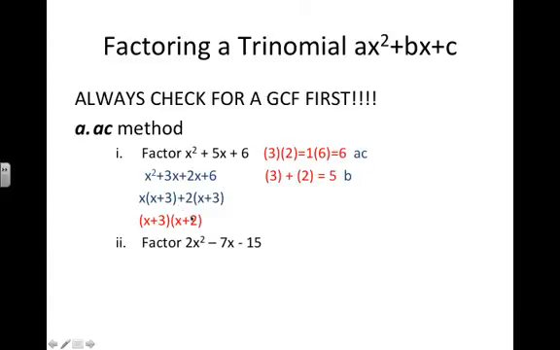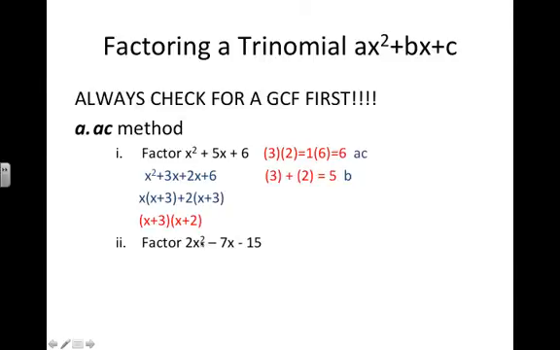Now, if you want to check your answers, remember you can always multiply them back out, FOIL them out. So x times x is x squared, and then we would get plus 2x plus 3x, which gives us our plus 5x, and then 3 times 2 is 6. So this works. So the factored form of x squared plus 5x plus 6 is x plus 3 times x plus 2. The expanded form of x plus 3 times x plus 2 is x squared plus 5x plus 6.